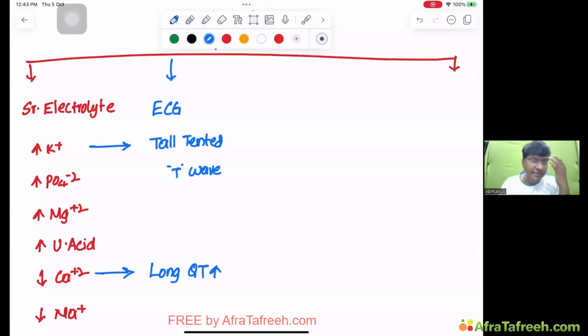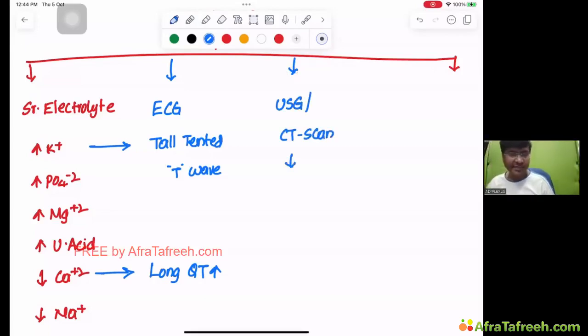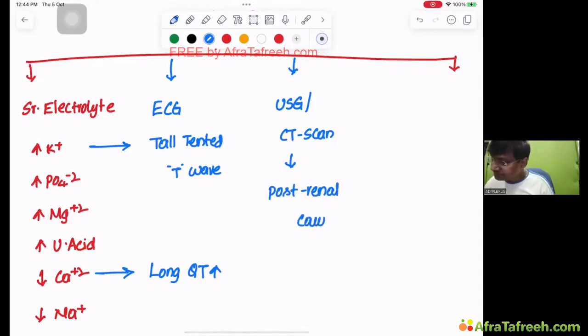Then we have discussed the FeNa in the beginning itself, that is fractional excretion of sodium. Then imaging of the abdomen, that is ultrasound abdomen or the CT scan. When you do imaging, that is ultrasound abdomen or CT scan, that is mainly useful for recognizing the post-renal causes.